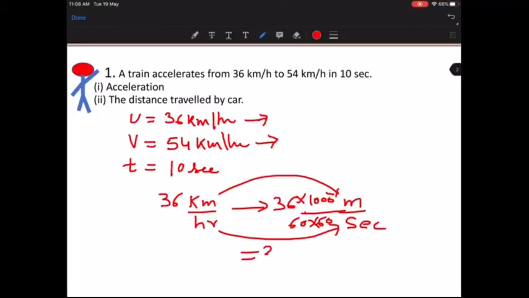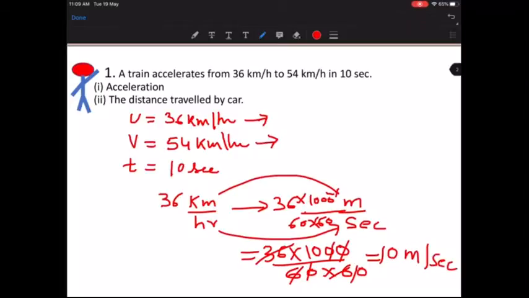So actually, how do you convert? 36 into 1000 divided by 60 into 60. Just go step by step without getting confused. First, how many meters will make 1 kilometer? And how many seconds will make 1 hour? If you solve this, the zeros cancel, 36 goes here, and you will be getting 10 meters per second. So is that conversion clear to each and every one of you?